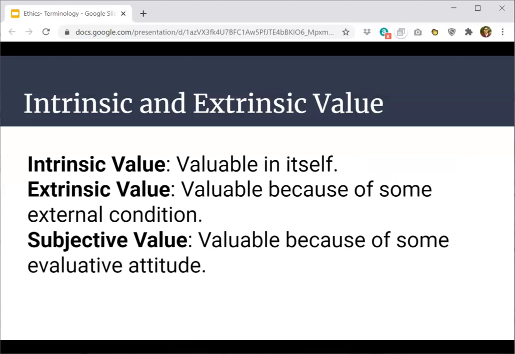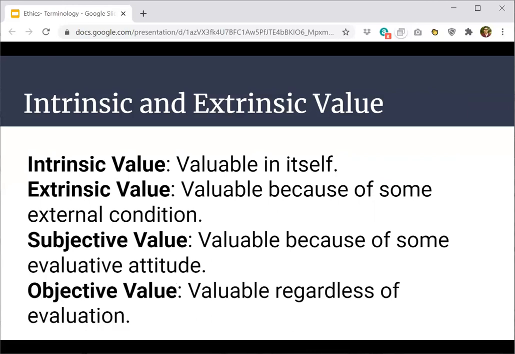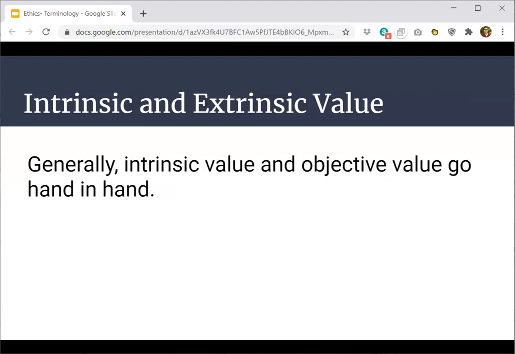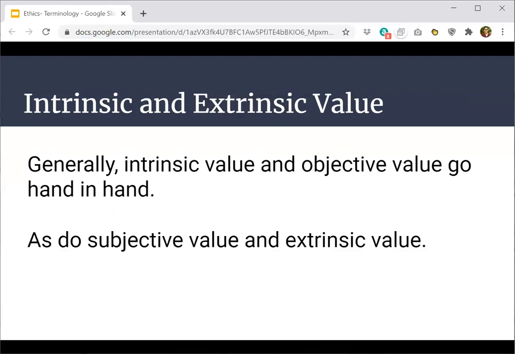A subjective value is something that is valuable because someone has an evaluative attitude towards it. And an objective value is something that is valuable regardless of any evaluation. Now, all four of these are important and they are interconnected. And so it's worth getting clear a little bit on what the difference is between them. Generally, intrinsic values and objective values go hand in hand, as do subjective values and extrinsic values.